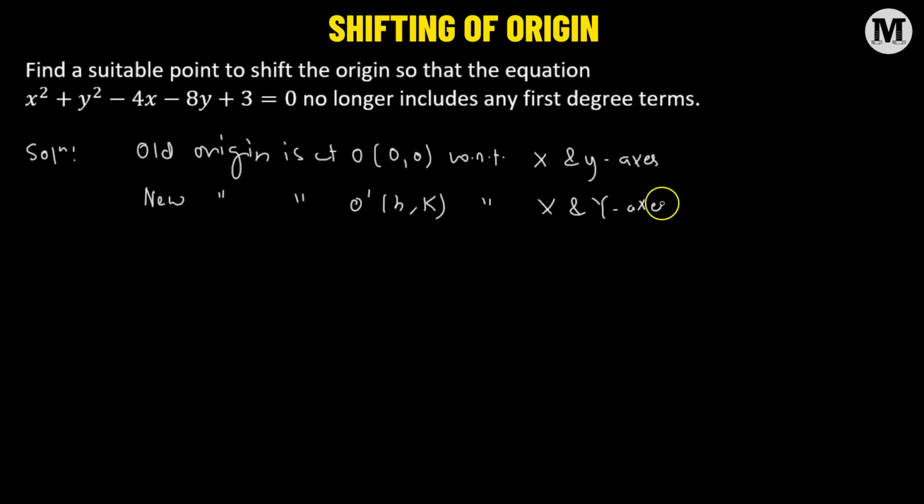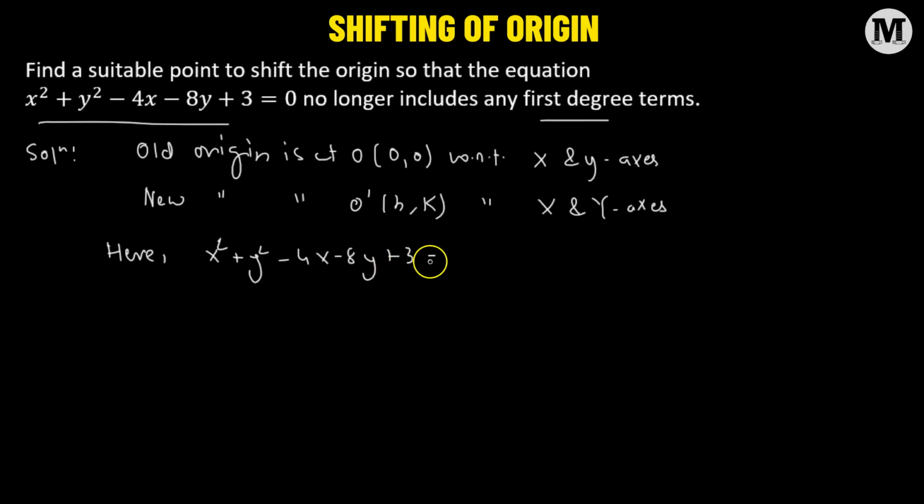Now our goal will be to transform this given equation such that the new transformed equation is not going to contain any first degree term. So what should be the value of that particular origin? Okay, so let's begin. Here we have the given equation: x squared plus y squared minus 4x minus 8y plus 3 equals 0.